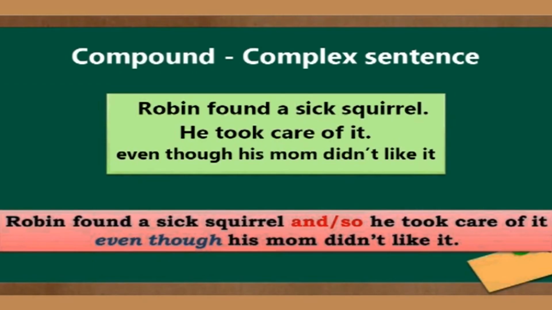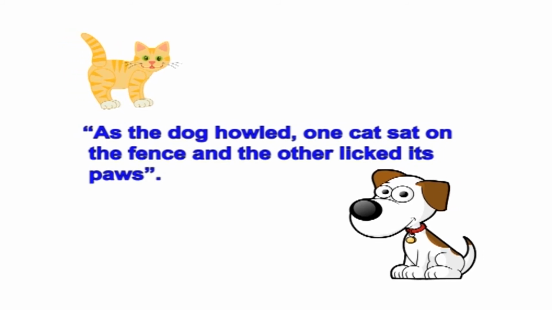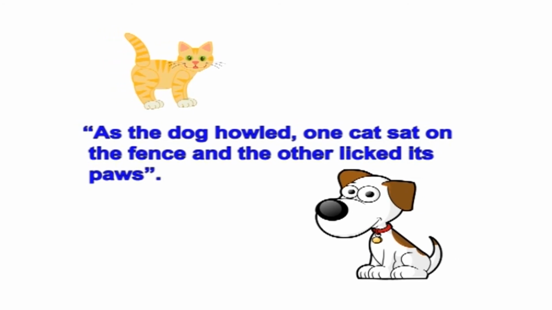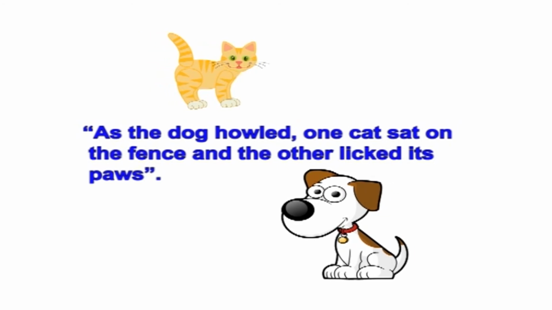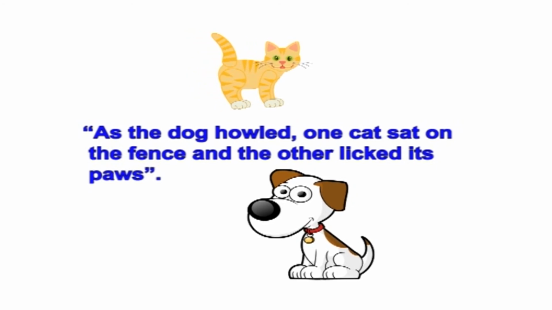A compound complex sentence contains at least one independent clause and at least one subordinate or dependent clause. You will understand this very easily if you have understood compound and complex sentences. Let me give you an example of a compound complex sentence. As the dog howled, one cat sat on the fence and the other licked its paws. This type of sentence generally has two independent clauses joined by one or more dependent or subordinate clauses. Take a good look at this illustration.